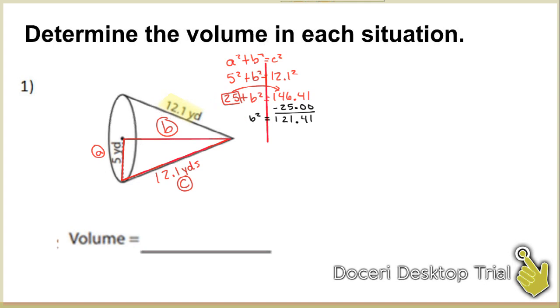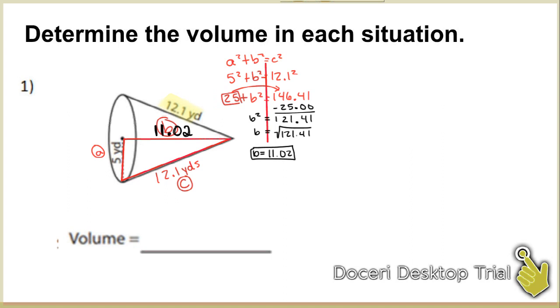The last thing I would need to do is square root, because I know the inverse of squaring a number is square rooting. So I would have to finish this up by square rooting 121 and 41 hundredths, and that's going to tell me what the height of my cone is. Now when we do this, that means B ends up as 11 and 2 hundredths. So we know that B was 11 and 2 hundredths, or our height up here was 11 and 2 hundredths. Okay?